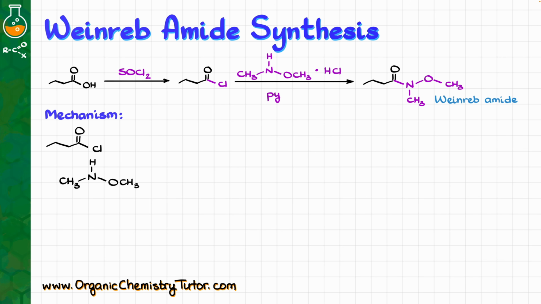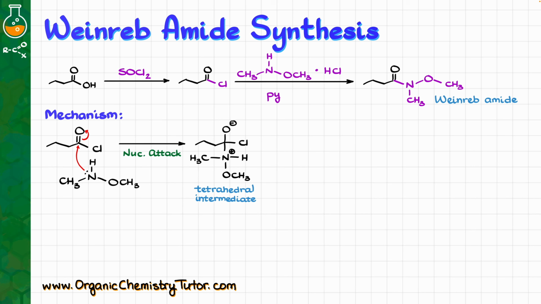So here I am starting with my acid chloride and I am also showing the neutral version of my amine. Since nitrogen here is plenty nucleophilic, the first step is going to be the nucleophilic attack from our amine onto the carbonyl of the acid chloride, giving us the corresponding tetrahedral intermediate. Then from this point there are two things that need to happen. We need to get rid of the proton on our nitrogen and we also need to get rid of the chlorine.